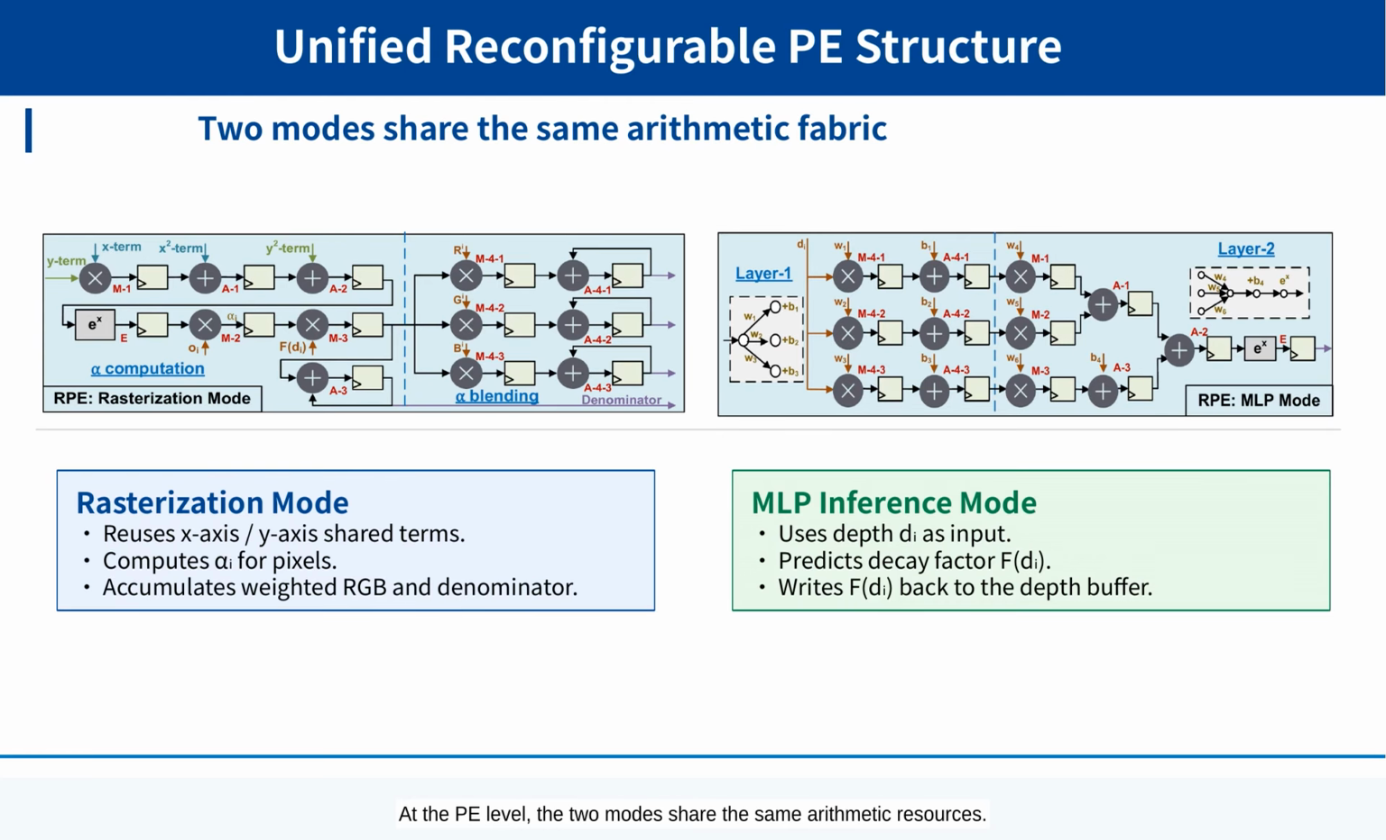At the PE level, the two modes share the same arithmetic resources. In rasterization mode, the PE receives precomputed x-axis and y-axis terms, computes alpha for its pixel, and accumulates the weighted RGB numerator and denominator for OIT blending. In MLP inference mode, the PE takes depth di as input and evaluates the small transmittance prediction MLP. The predicted f(di) is written back to the depth buffer and reused during rasterization. Only the operand routing changes through multiplexers and broadcast registers. This unified design lets rasterization and transmittance prediction use the same PE array rather than competing for separate hardware resources.